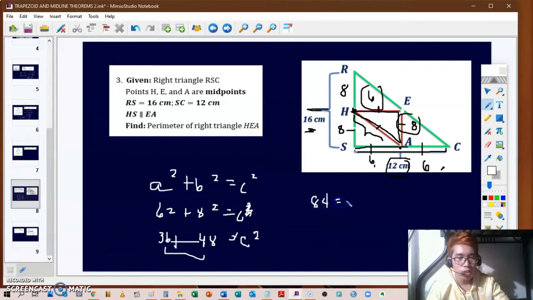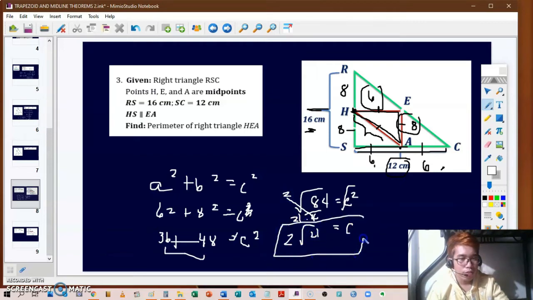So 84 is equal to c squared, and if we take the square root of both sides of the equation, we get that the value of c is equal to the square root of 21 times 4. We can factor out 4, so we have here 2 square root of 21. In order to get the value of the perimeter, since we know that HA is equal to 2 square root of 21, we can add the three side measurements. So we have here HE plus EA plus HA.